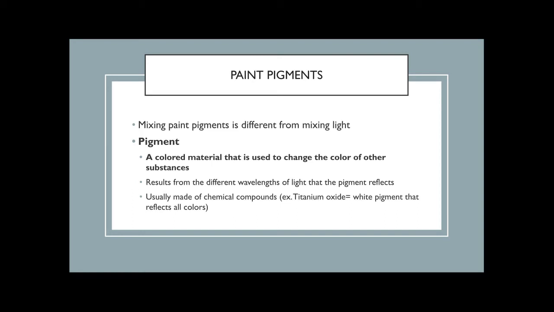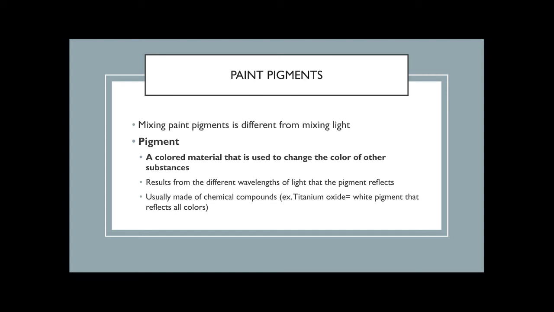A pigment color is caused because of different wavelengths of light that the pigment actually reflects. So if you see something brown, it's because that brown light is being reflected. If you see something green, it's because green light is being reflected.